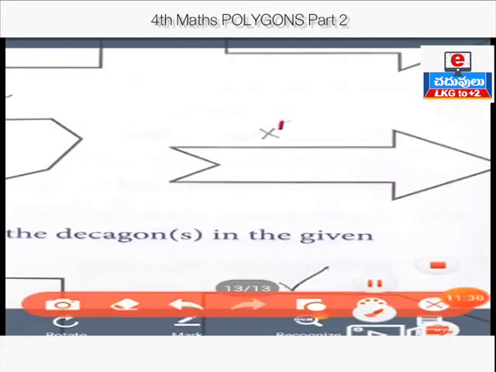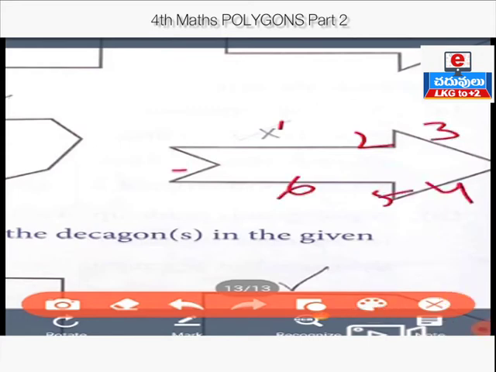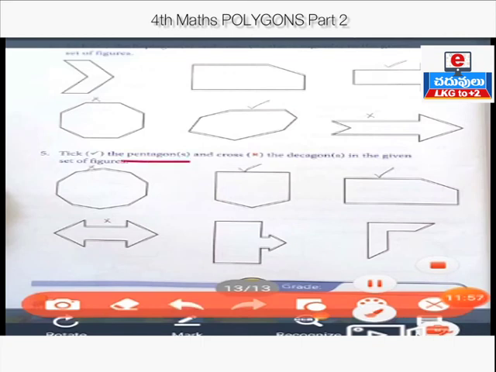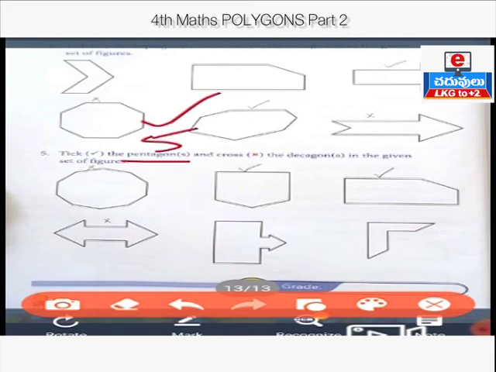Count this diagram. 1, 2, 3, 4, 5, 6, 7, 8. 8-sided means octagon. We can cross out this diagram. Okay. Complete this 4th bit. Coming to the 5th bit. Tick the pentagon. Pentagon means 5; if 5 sides are there, you tick it. And cross the decagon. Decagon means 10, a 10-sided polygon, that you cross out in the given set of figures.